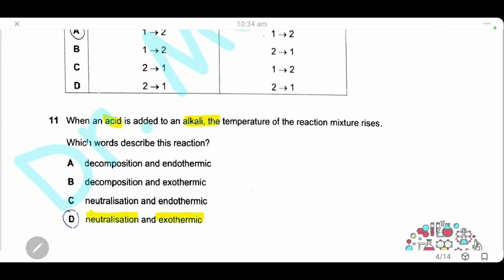Question 11. When acid is added to an alkali, the temperature of the reaction mixture rises. When the temperature rises, that means it's an exothermic reaction. So which word describes the reaction? It's an exothermic reaction, and the type of reaction between acid and alkali is neutralization. The answer is D.